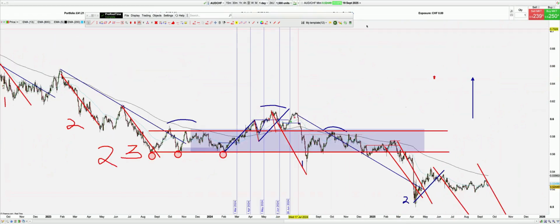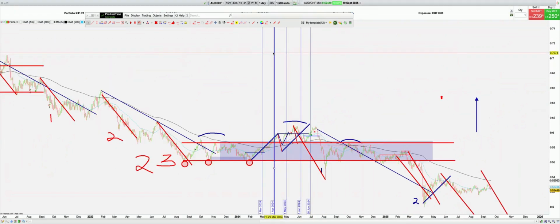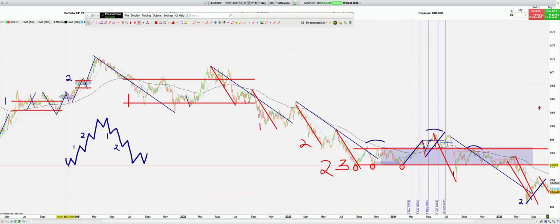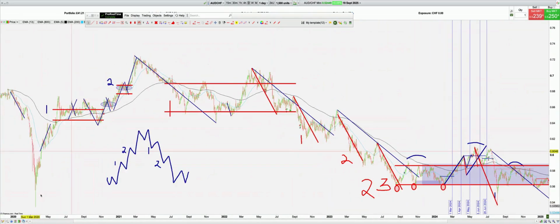Moving on to ADCHF. So remember that drawing? There it is again, the blue one. Identify it on the way up. So that's exactly what we did. 1, 2, 3 to the high. It's not going to be given to you easily sometimes. You need to keep an eye on it.